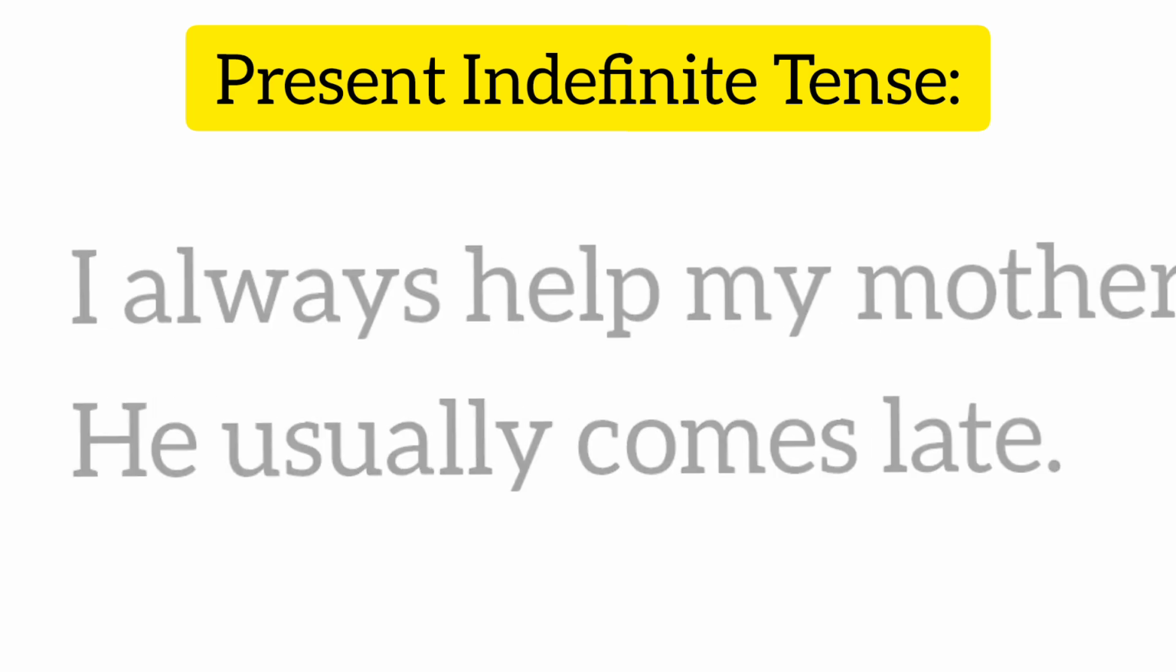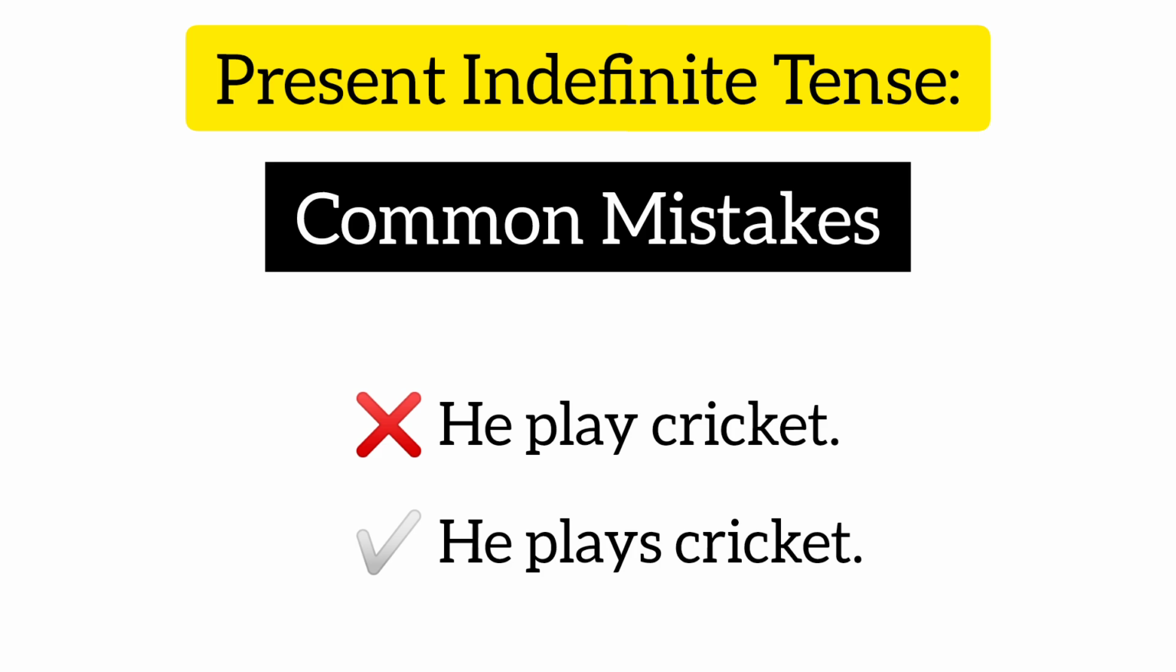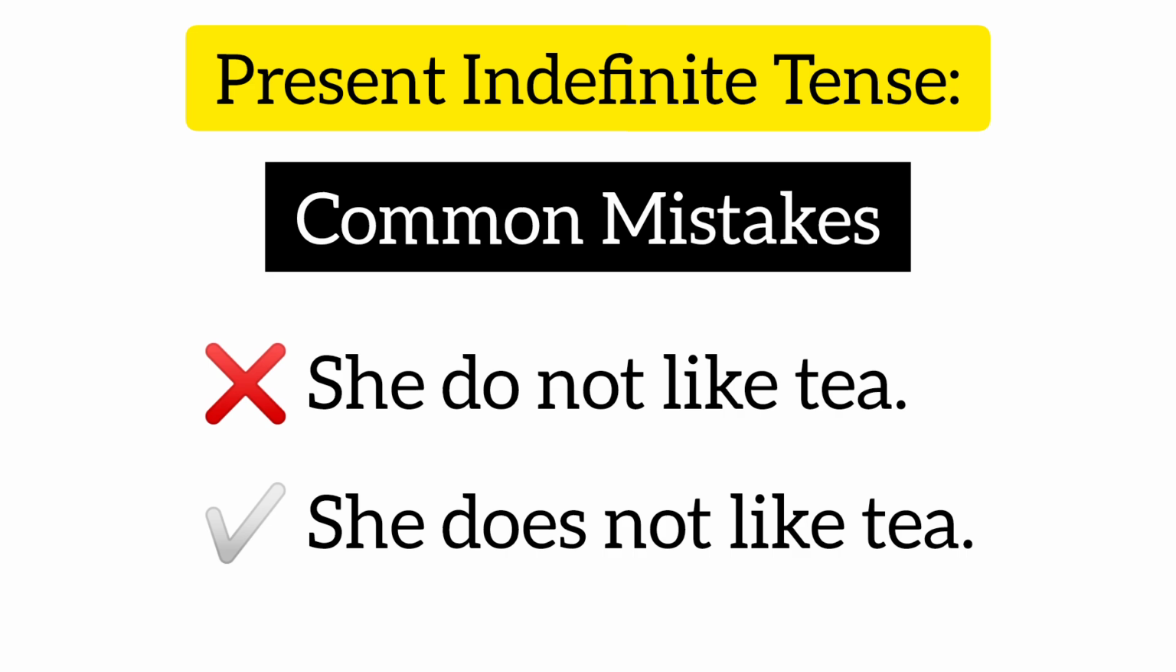Okay, now let me tell you about some common mistakes that we make. Look at this sentence, he play cricket. This is an incorrect sentence because here the verb play has been used and the subject of the sentence is he. So we will have to add s to the first form of the verb play. So the correct form of the sentence will be he plays cricket. Similarly, she do not like tea. This is an incorrect sentence because with the subject she, we use does not, not do not. So the correct sentence will be she does not like tea.